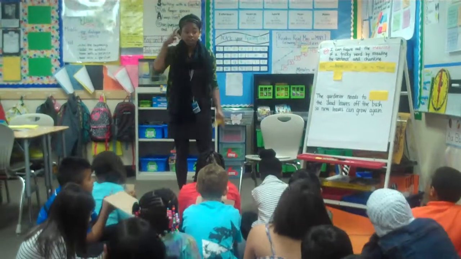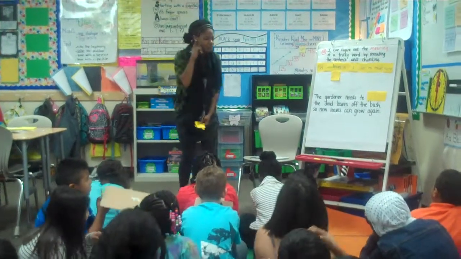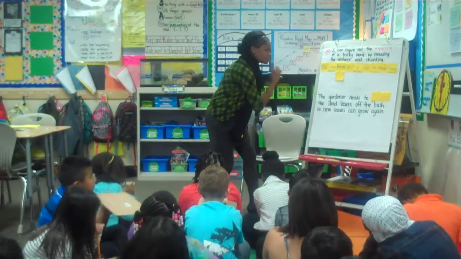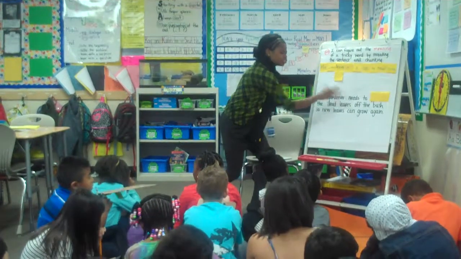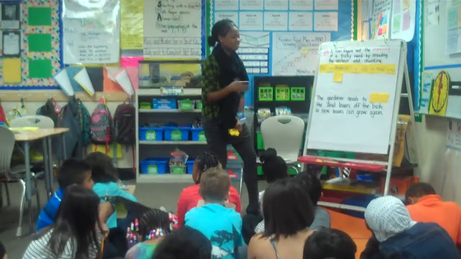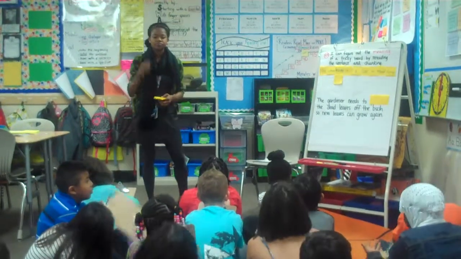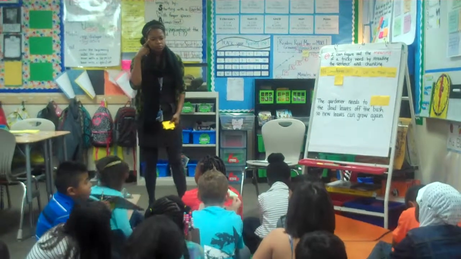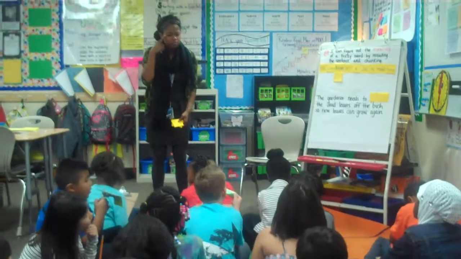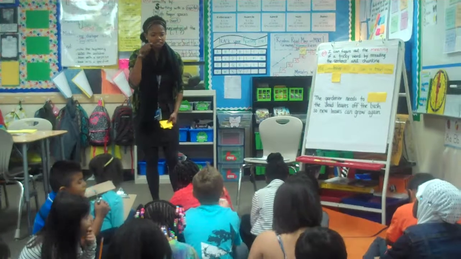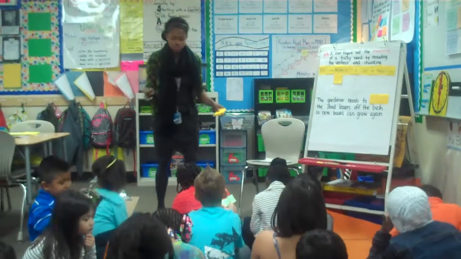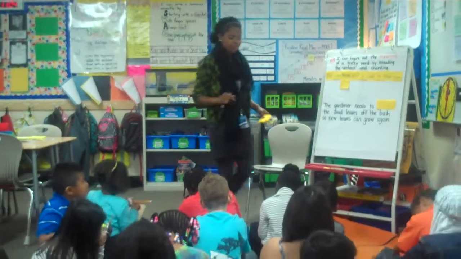Okay, pause. Now I want you to hear it and think about it. What could that word be? I'm going to read it. The gardener needs to blank the dead leaves off the bush so new leaves can grow again. Thinking? I see some ideas on Prenee's brain. Turn to your partner. Tell them what you think that word could be.